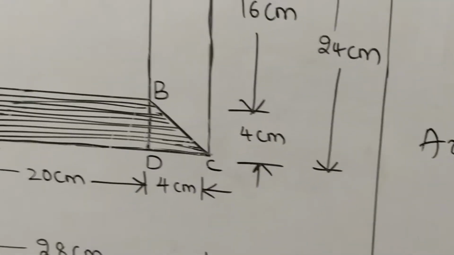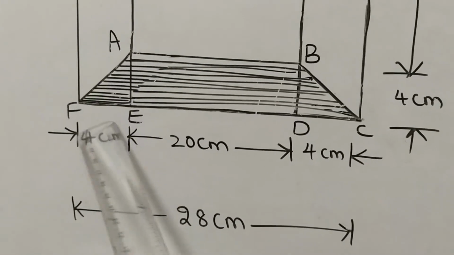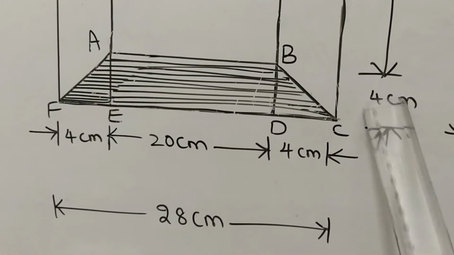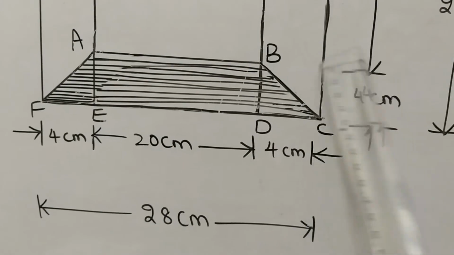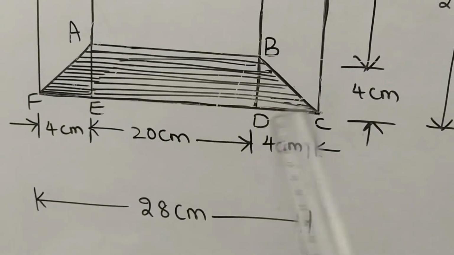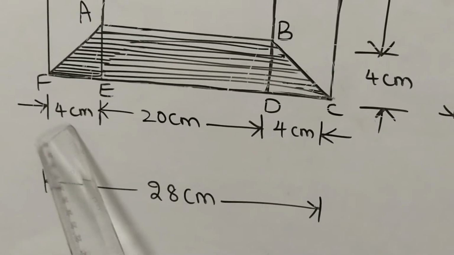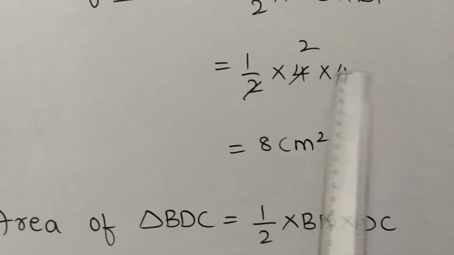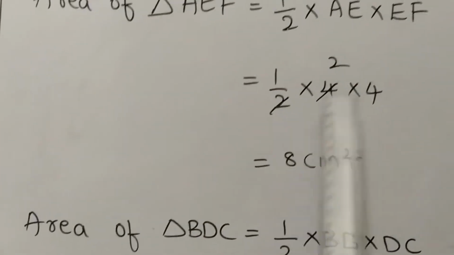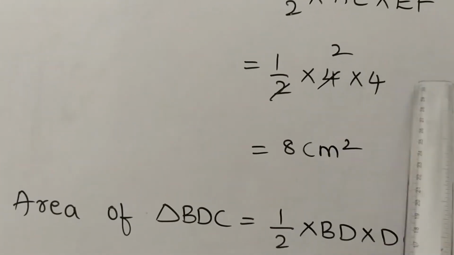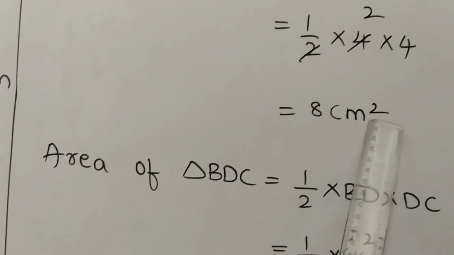Now what are the values here? The AE value is also 4. See here, from here to here it is 4 centimeter and from here to here also it is 4 centimeter. So write here half into 4 into 4. So cancel them: 2 ones are 2, 2 twos are 4. Remained is 2 into 4, 8 centimeter square.